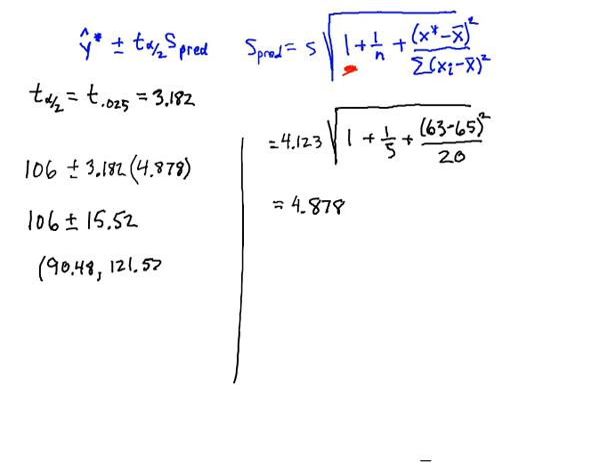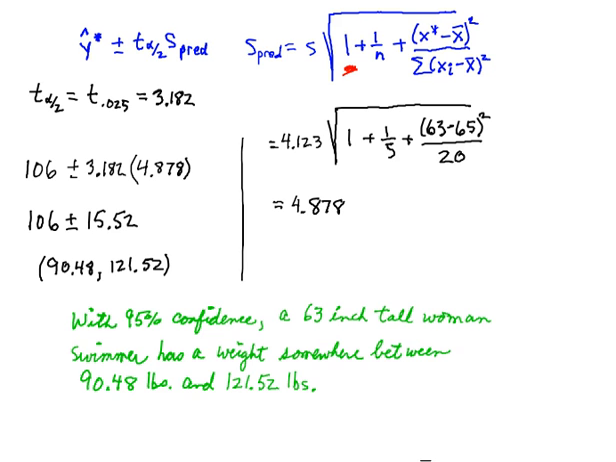121.52 pounds. To interpret the confidence interval, the prediction interval, it would be with 95% confidence, a 63-inch tall woman swimmer has a weight somewhere between 90.48 pounds and 121.52 pounds. Notice that this is a wider range than the confidence interval for the mean.